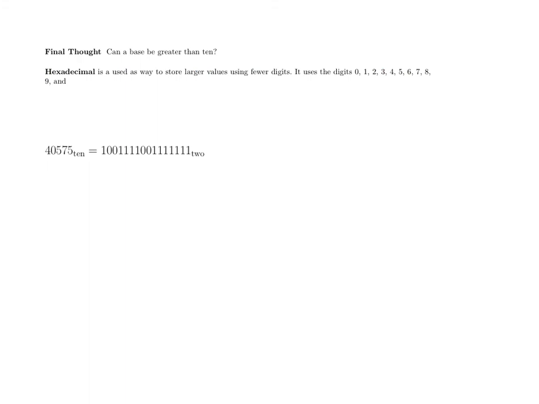One final thought for this section: can a base be greater than 10? And the answer to this is yes. You could have base 11, base 12, and so on. And I want to look at base b equal to 16, which is also referred to as hexadecimal. In this base system, you're using 16 symbols to represent your numbers. The convention is you can still use the digits 0 through 9. That's a total of 10 digits, but you need 6 more. So what do you use?